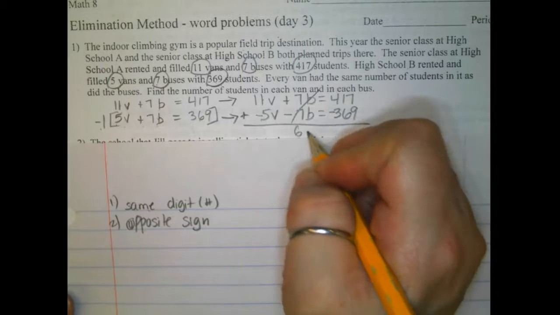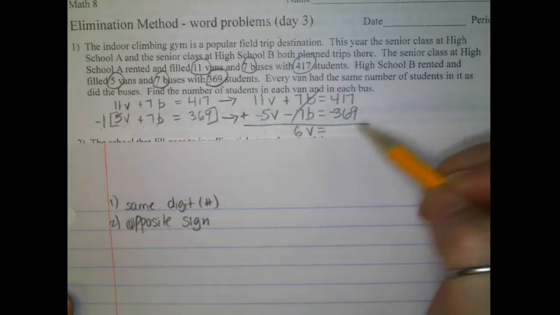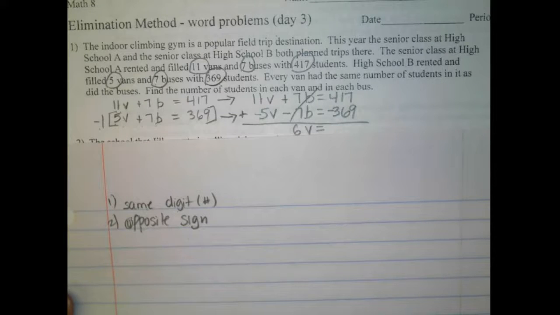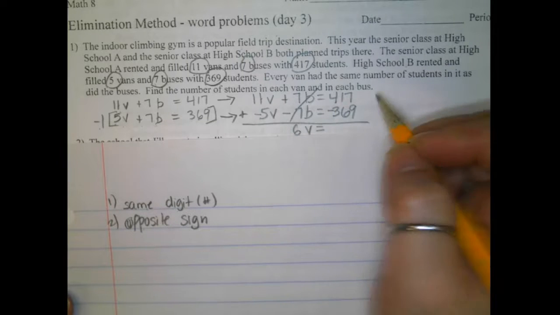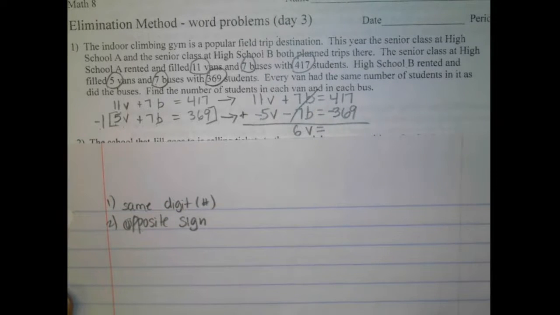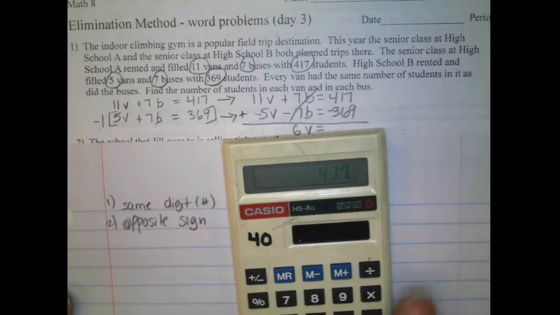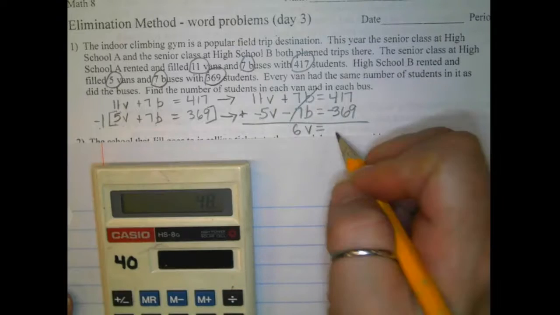So we're going to have 6V is equal to, and what is the difference between 417 and 369? It's not going to be negative because 417 is bigger. So it's going to be positive, yep. So I'm going to take 417. Where are your calculators? 417 minus 369 equals 48.